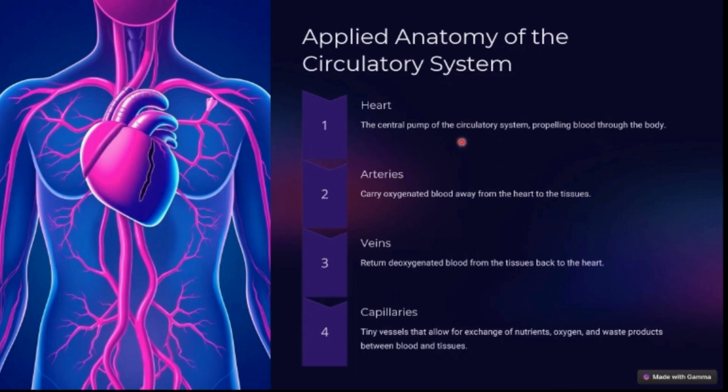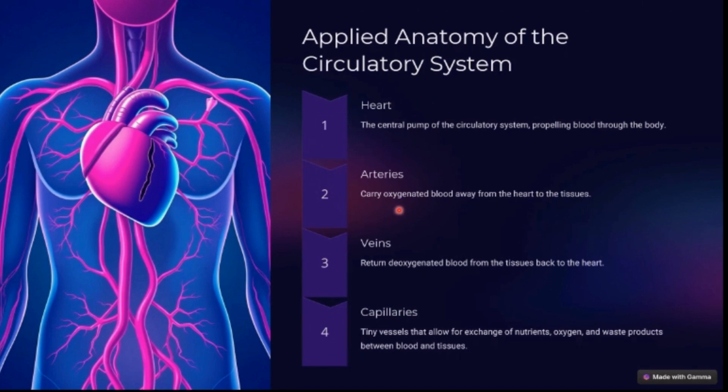Okay. So in the applied anatomy of the circulatory system, first we'll see the heart, the central pump of the circulatory system, propelling blood through the body. Just imagine if the blood is coagulated, will the heart be able to pump the blood effectively? Will that blood reach the periphery optimally? No. So see how important the blood is. If the blood is infected, the infection is spread.